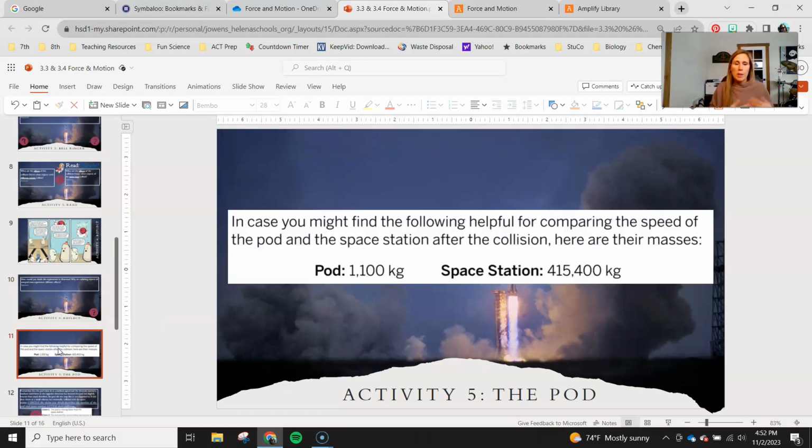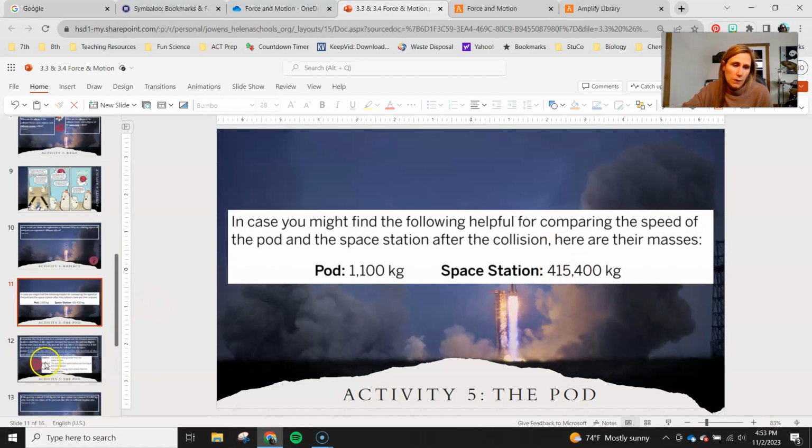All right, so some more information that we need to know moving forward with our talk about the asteroid collection pod and the space station. In case you might find the following helpful for comparing the speed of the pod and the space station after the collision, here are their masses. So we know the pod is a little bit heavier than normal, and the mass of this pod ended up being 1,100 kilograms. Again, remember that's a little heavier than normal because we had a little bit more asteroids collected this time, versus the space station, which is 415,400 kilograms. So I'd say a little bit bigger.